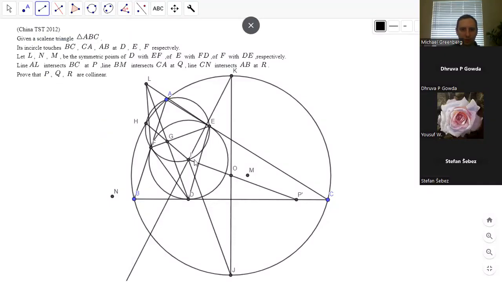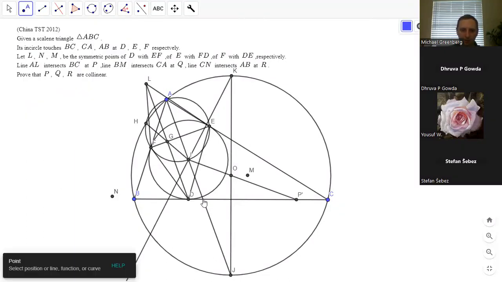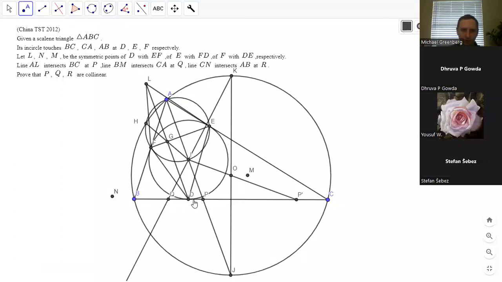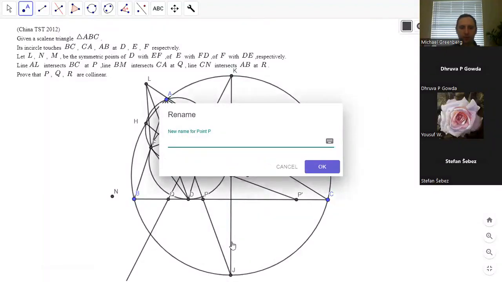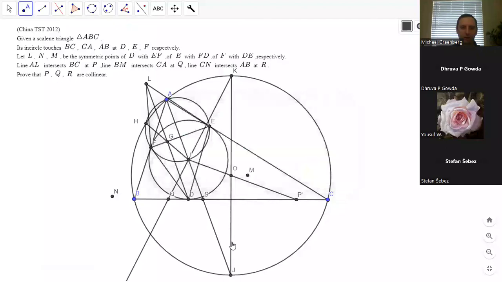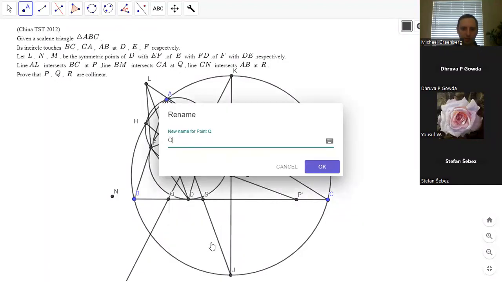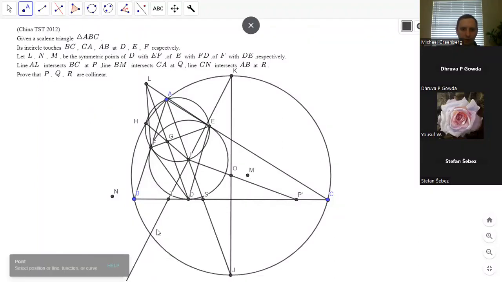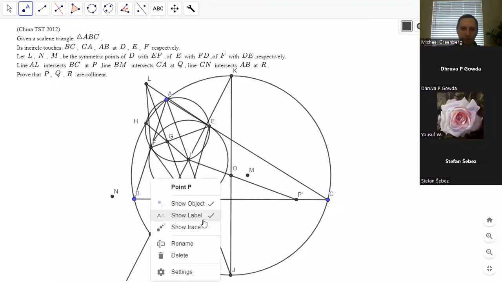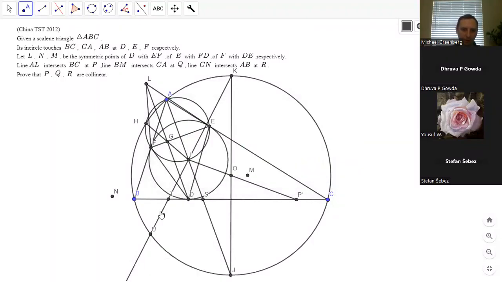Okay, so we're projecting it onto BC, right? So this is the foot of the angle bisector. Let me call it R instead. Actually, let me rename both of these. Hang on, I'm running out of letters. S and T. All right. I guess I could draw this, the touch point of the mixtilinear incircle, so I'll just draw it anyway.